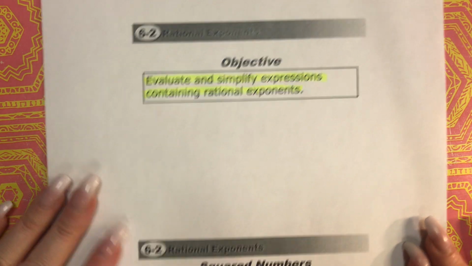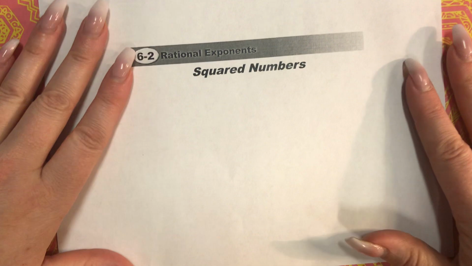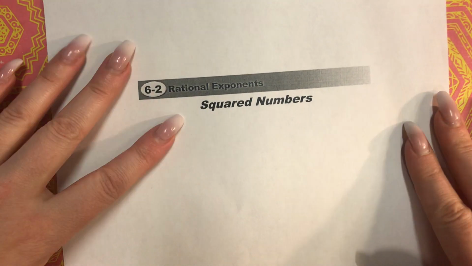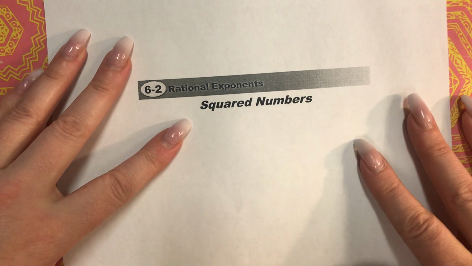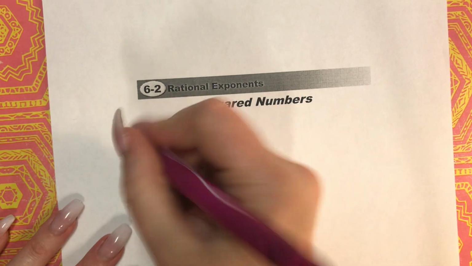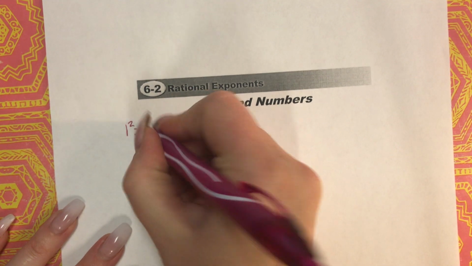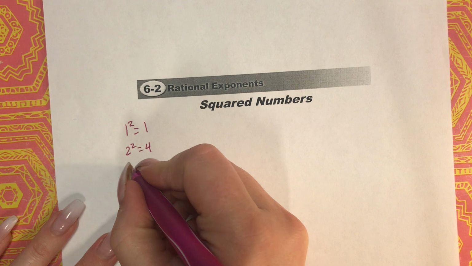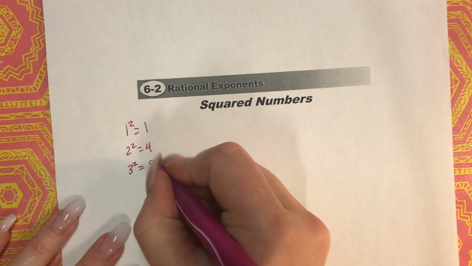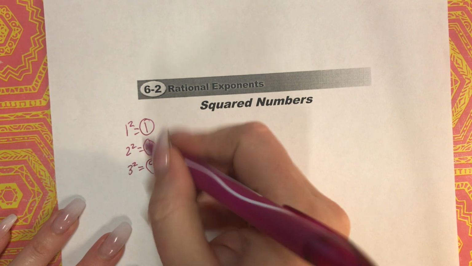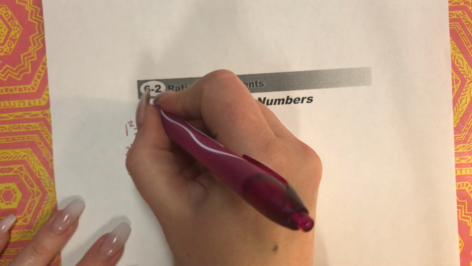Before we get started with the lesson, I want to do a warm-up activity. We are just going to talk about squared numbers. What are squared numbers? The first one would be 1 squared. 1 squared equals 1. 2 squared equals 4. 3 squared equals 9. And these are all squared numbers.